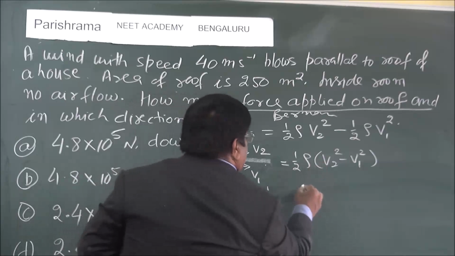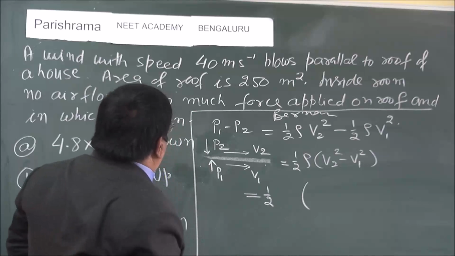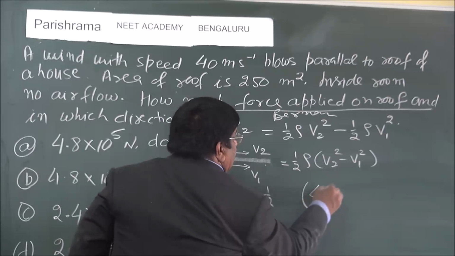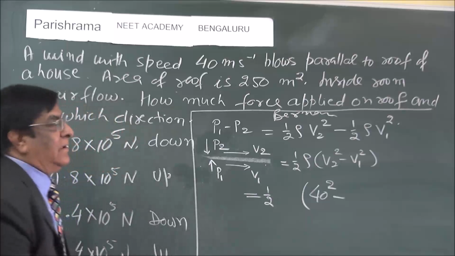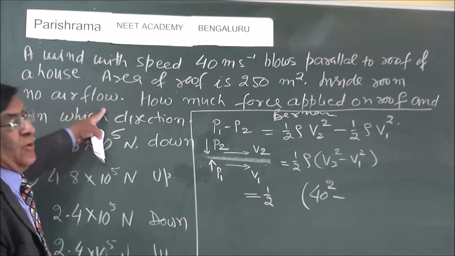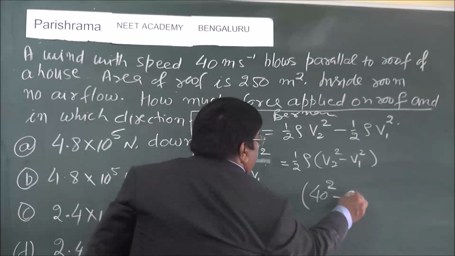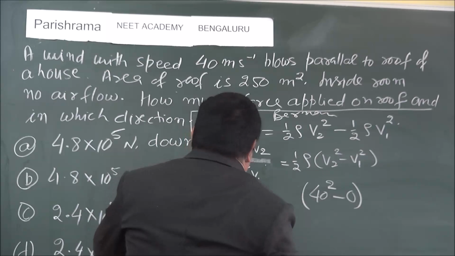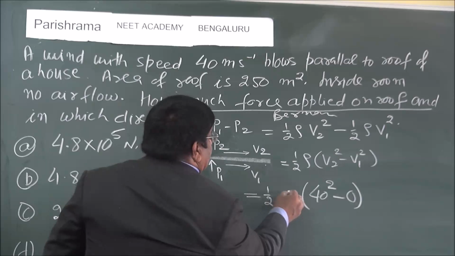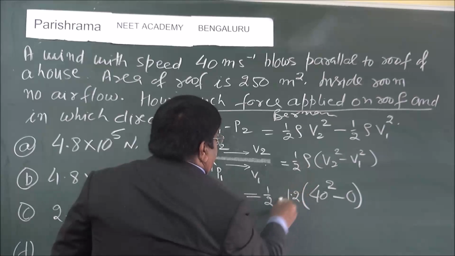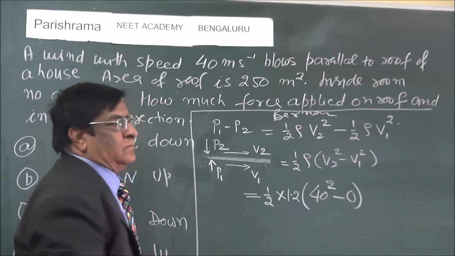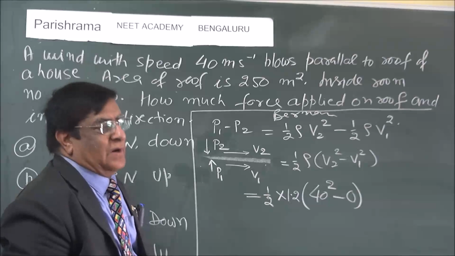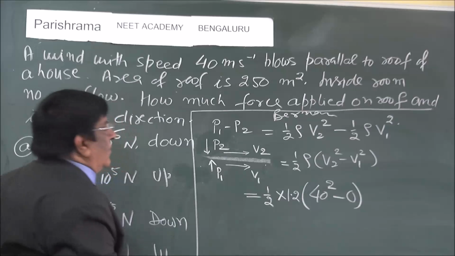What is velocity? V2. V2 is given as 40. 40 square minus V1. Inside, no airflow. 0. Okay. They should have given density of air. Anyway, if it is not given, the density of air is 1.2. Okay, so remember, density of air, how much is to be taken? 1.2 SI units.